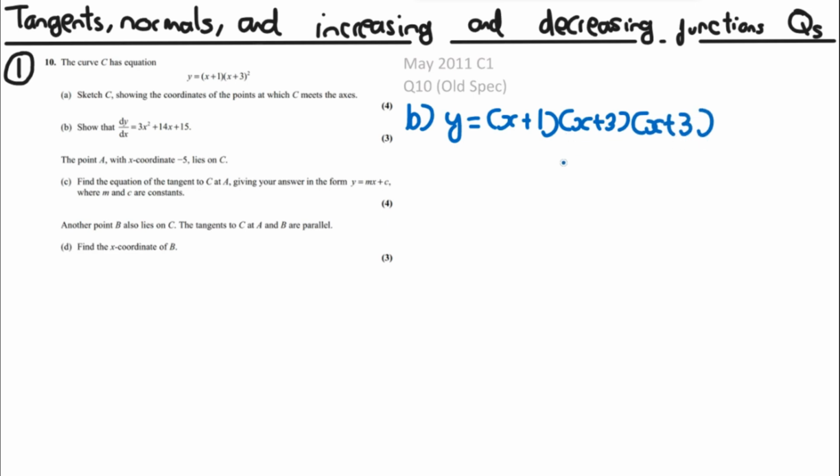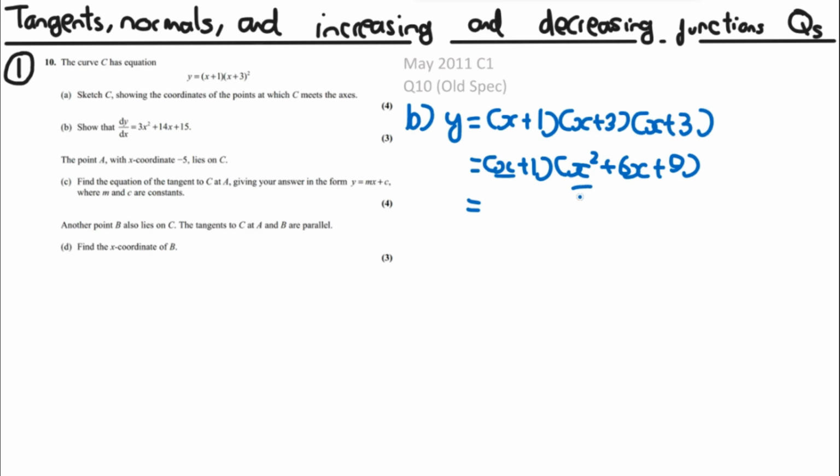I'm going to start by expanding these brackets, so it's going to be equal to (x + 1), and then it's going to be (x² + 6x + 9) if you expand the whole thing. And then we multiply these two brackets together.